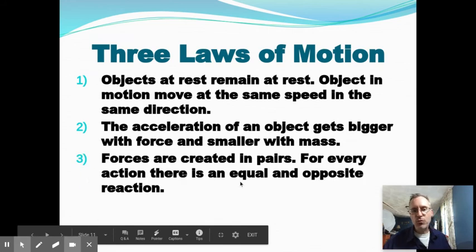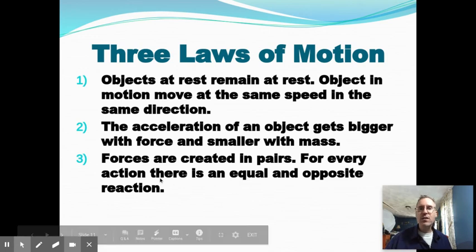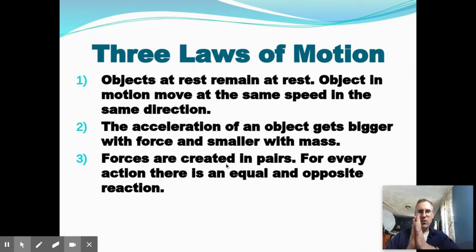Third law is action reaction. And what you need to know is that forces are created in pairs. So when I push on something, the something pushes back on me automatically. It reacts with a force. So when I push on a wall with 10 pounds of force, the wall, if its integrity can withstand it, pushes back on me with 10 pounds and cancels out my force. It pushes back on me, we would say a normal force of 10 pounds. And that's action reaction.